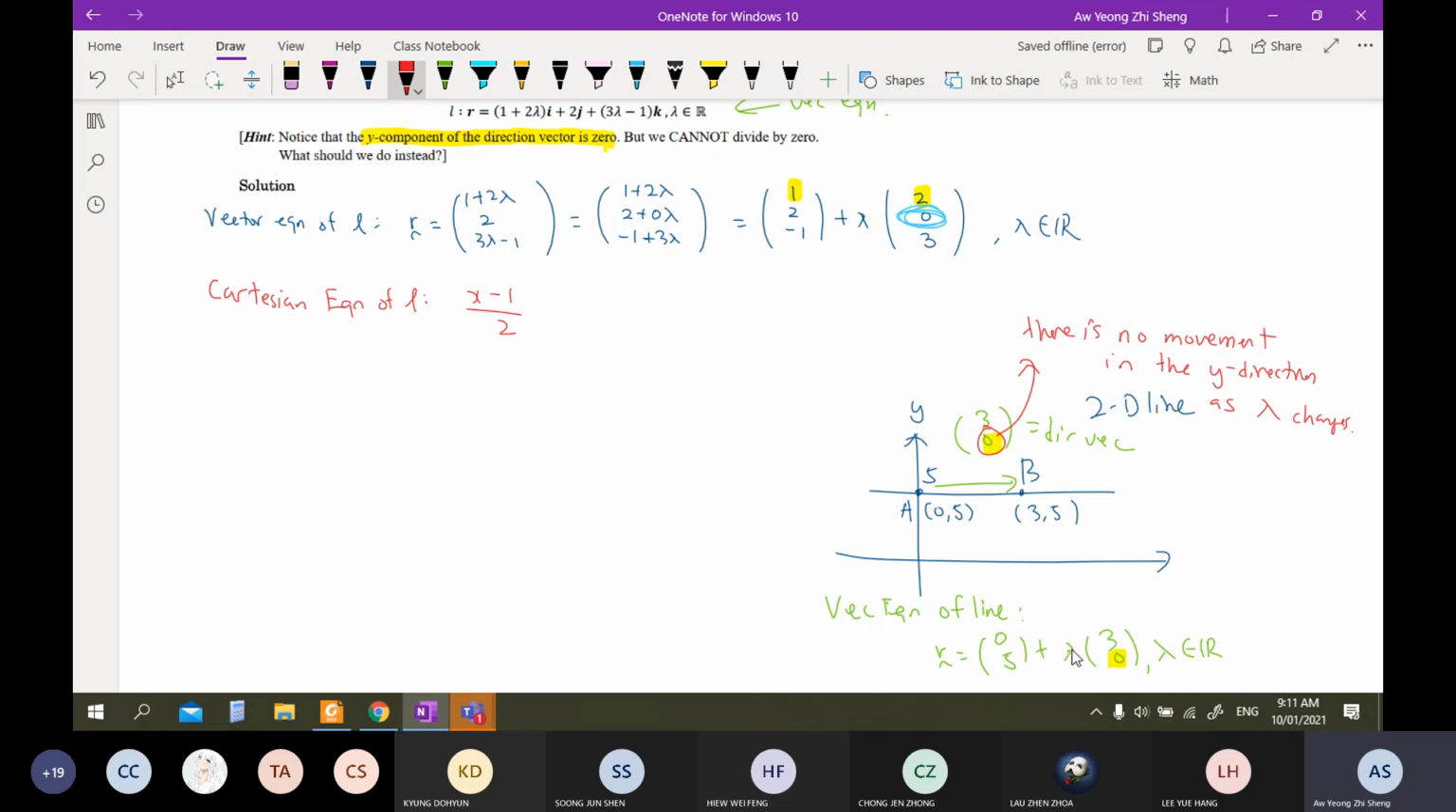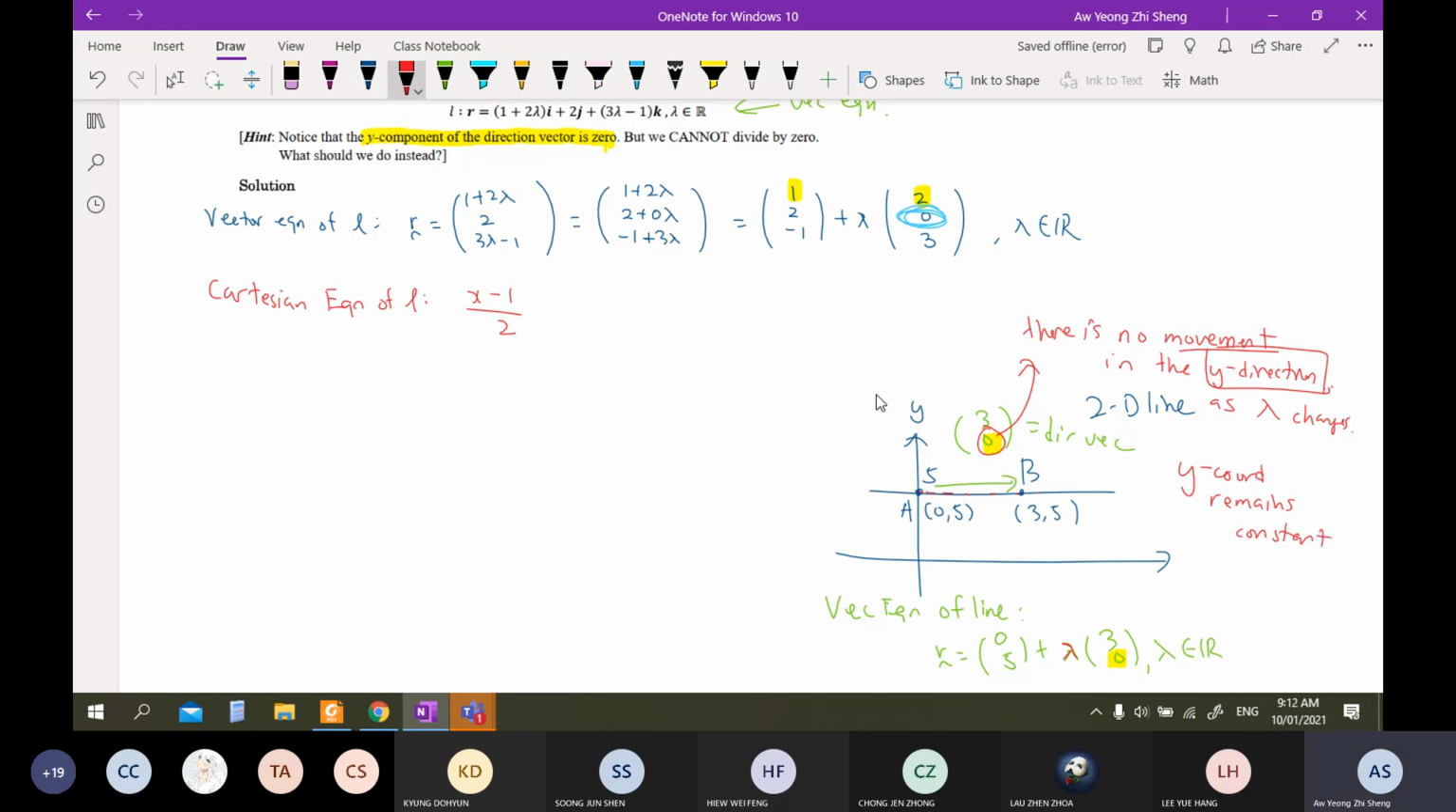Right, so whenever you change your lambda, that actually moves your point along the line, right? If you travel along the line by varying the value of lambda, there's actually no movement in the y direction. In other words, if there is no movement in the y direction, that means the y coordinate remains constant for every point along the line.